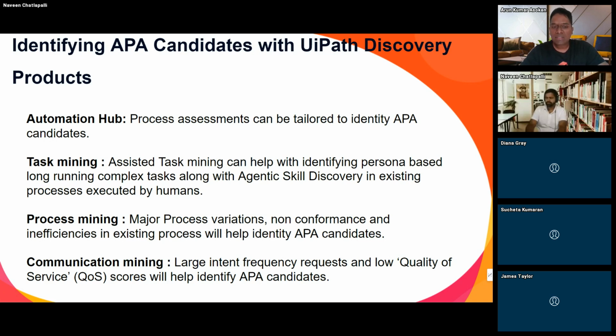And lastly, with communication mining, we have a lot of out of the box features where we can identify frequent request intents, and also where we have very low quality of service or the sentiment from the customer, right? So these are very high level areas where we can identify APA. I'll walk you through them one by one on a very high level. I will not take a lot of time, but quickly go through some of these things in detail in the next slides.